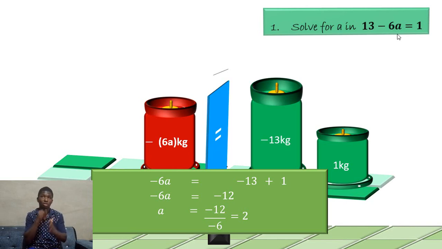Is true. I believe you get the whole thing. It's about balancing. So this bridge is your equality sign. Anytime anything crosses, either from left to right or vice versa, the sign changes. Okay, let's move on. That's question 1.